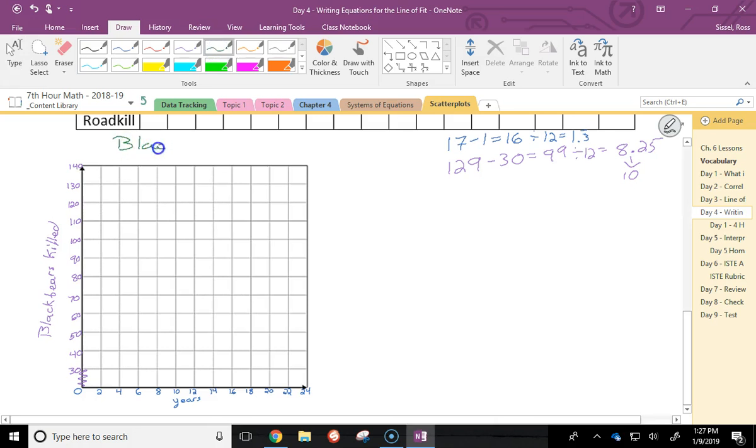Black bears killed. I'd probably say black bears killed on road. And instead of saying per year, the only reason is that would be more giving me a bar graph. I'm trying to find a correlation about black bears dying on the roadside.